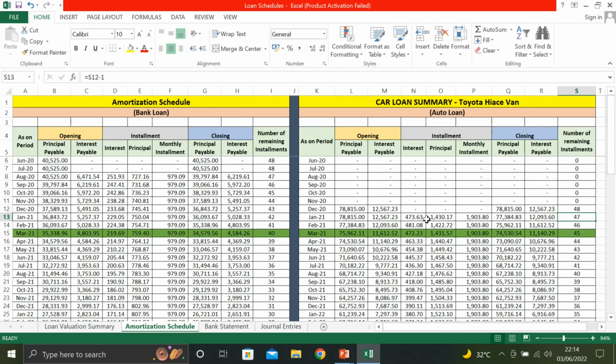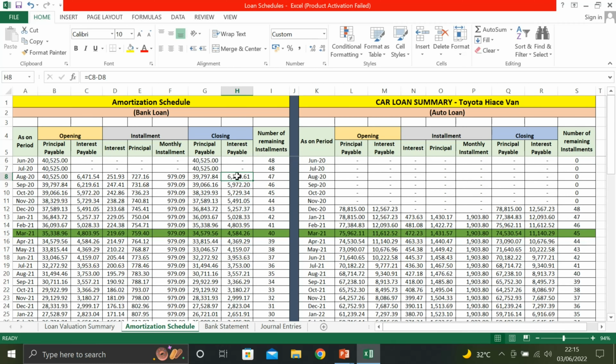So that's why this summary is important, that we can easily get the figures, we can easily track how much loan we took and how much we paid, how many installments remain, how much interest we paid, how much principal amount we paid, and what is the principal amount payable balance. So this schedule is giving us complete information. We have the month opening for the interest payable and for the principal payable, then the installment is split into interest, principal amount, and the monthly installment total amount. Then the closing balance: principal amount payable is separate, interest payable is separate.